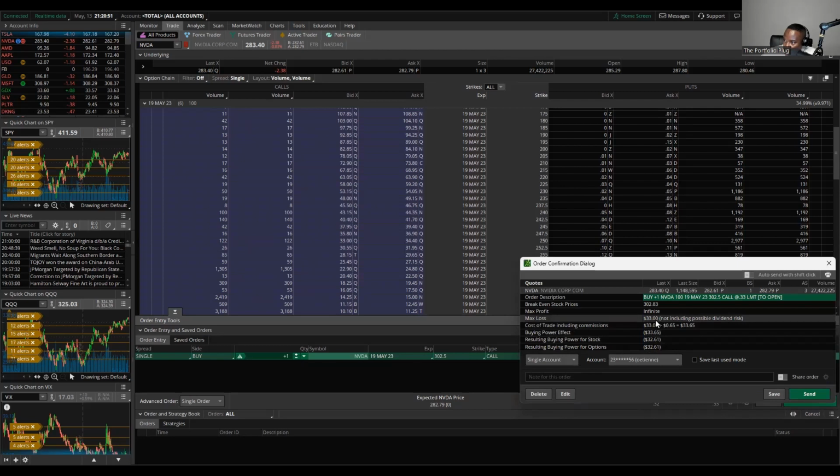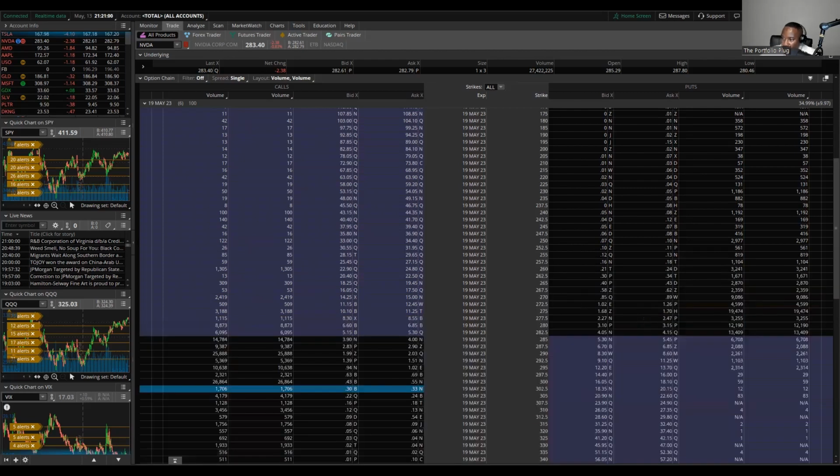You see what it says here? Max loss is $33, all right? And then max profit is infinite. So you don't lose more than you put in. You do not lose more than you put in.